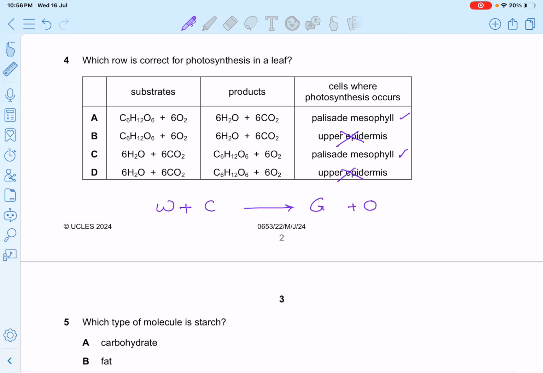And then we have to search about the products. We need the products to be glucose and oxygen. So the first choice here is water and carbon dioxide, so not accepted. So if you concentrate well on the last choice, which is C, water plus carbon dioxide produces glucose and oxygen that happens in palisade mesophyll. So the correct answer is C.